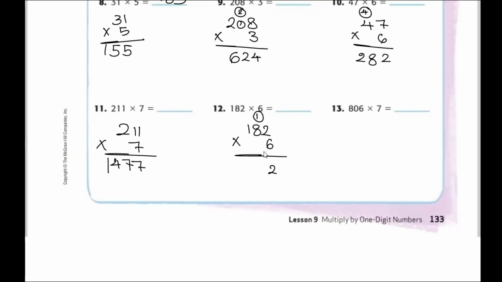8 multiplied by 6 equals 48. Plus 1 equals 49. We put the 9, we put the 4 up. Okay. 6 multiplied by 1 equals 6. Plus 4 equals 10. Okay. So the answer will be? 1092. Okay, thanks. So the next question.